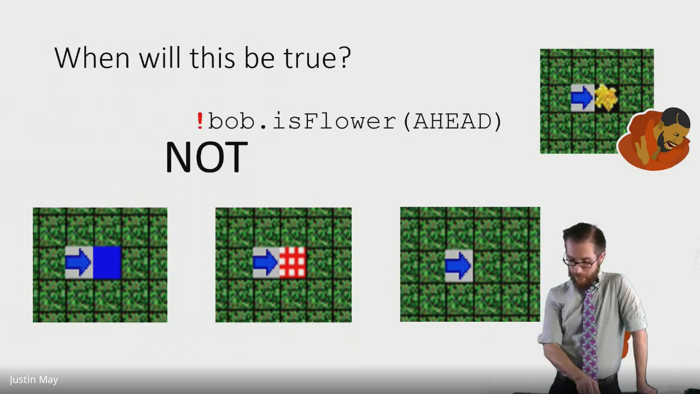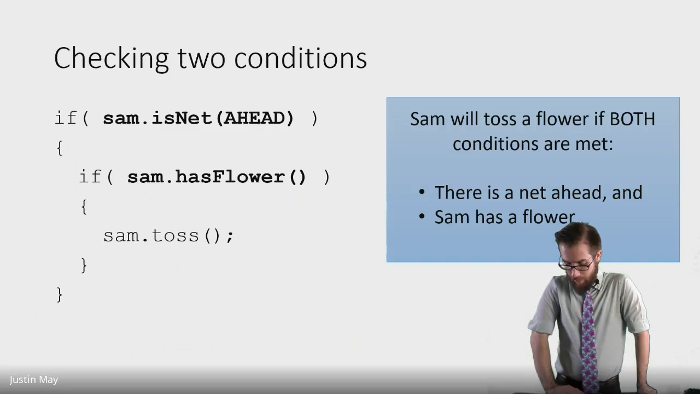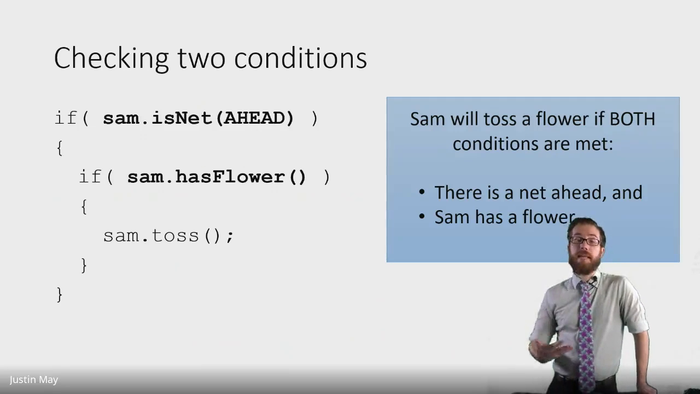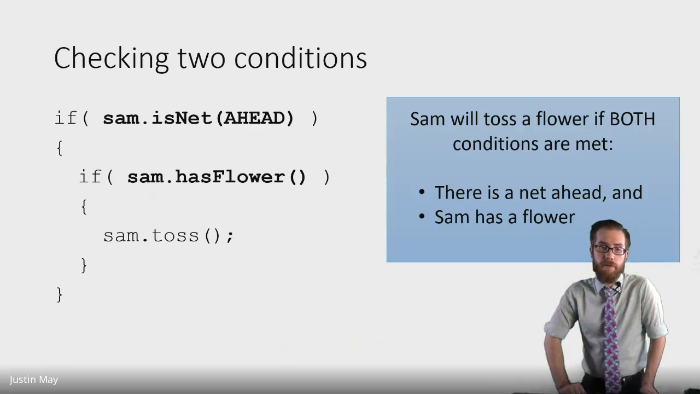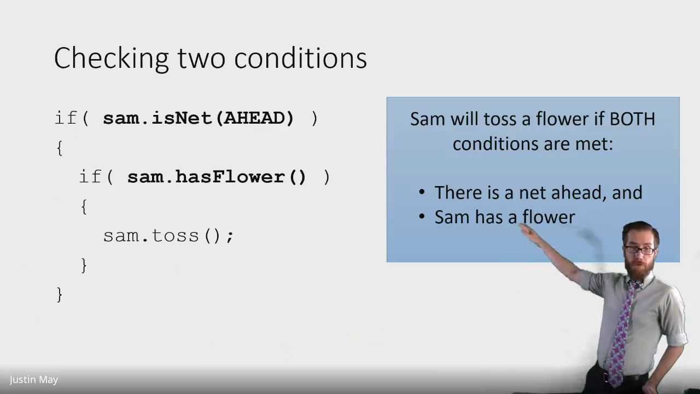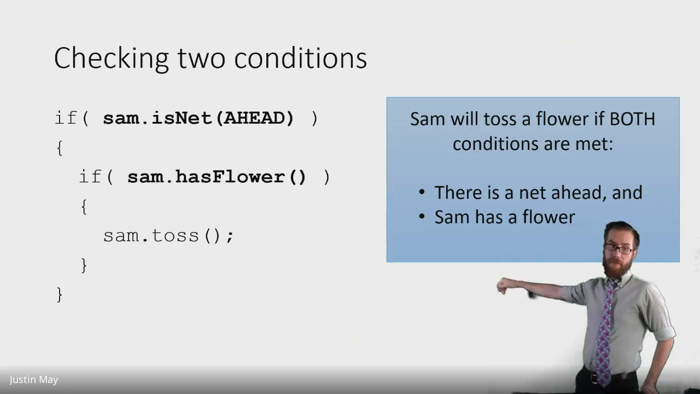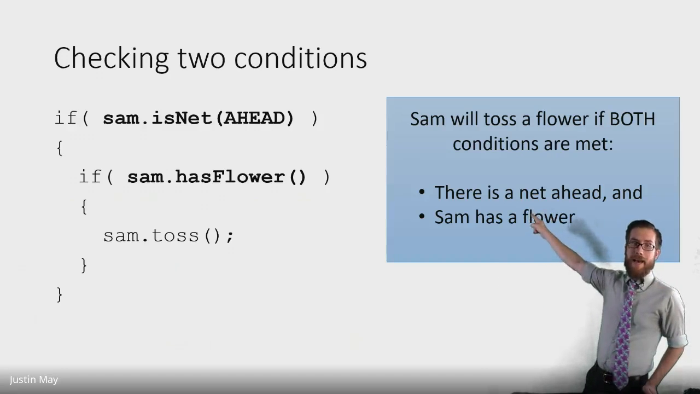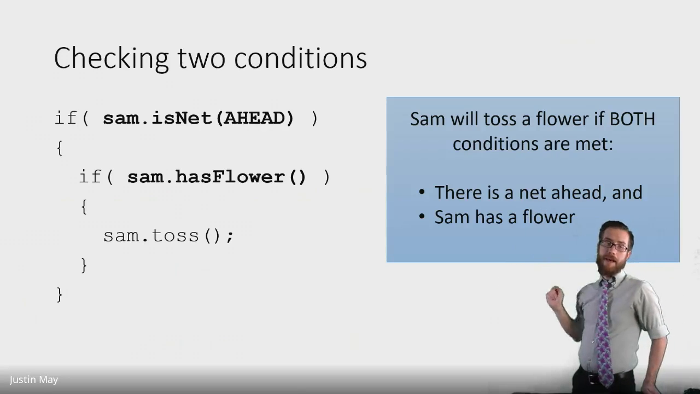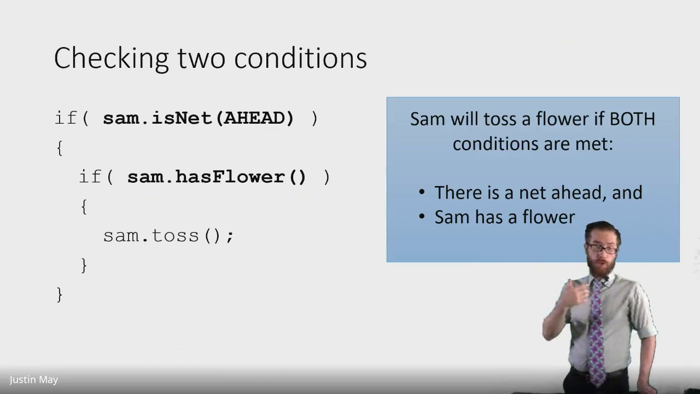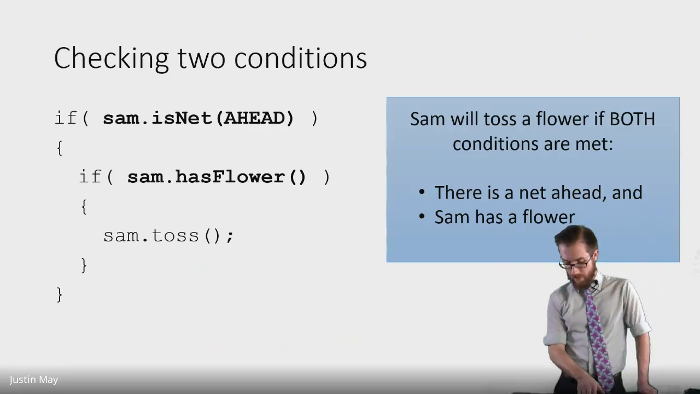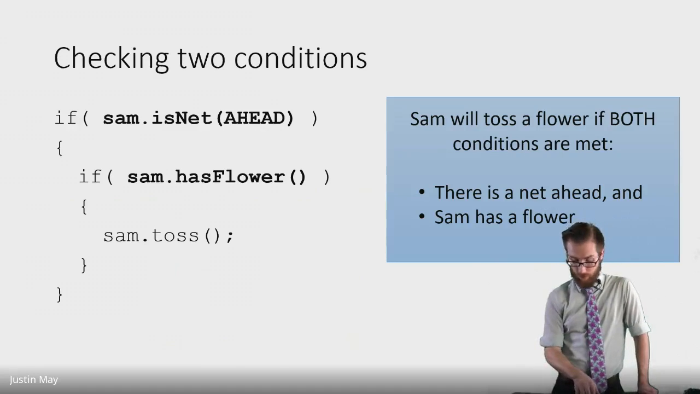If you remember back to the last class, we talked about nesting if statements. So you can put an if statement inside of another if statement. And when you do that, both conditions need to be true in order to run that body. There has to be a net ahead of Sam, and Sam has to have a flower. And if both of those are true, Sam will toss the flower. That's one way to write this kind of code.